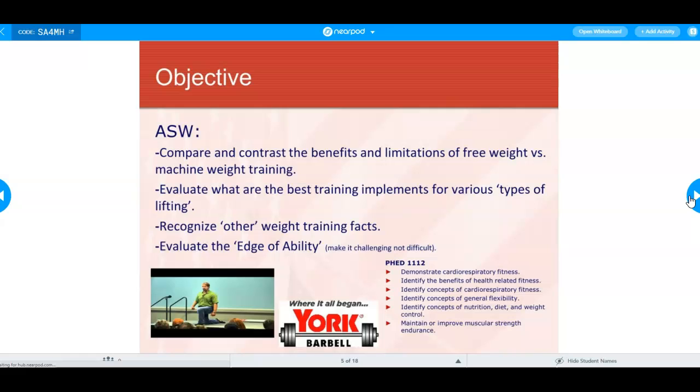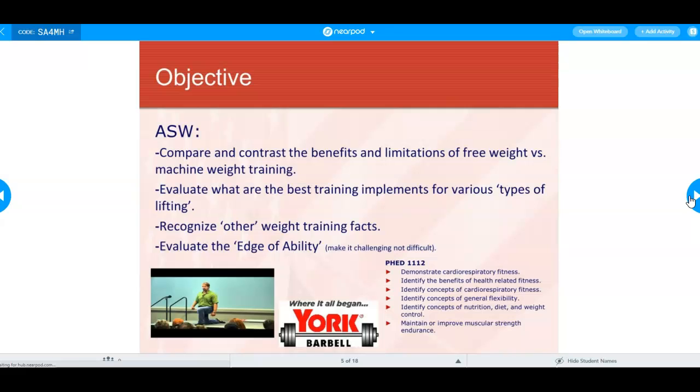So today's lesson, the objectives are: compare and contrast the benefits and limitations of free weight versus machine weight training. Evaluate what are the best training implements for various types of lifting. Recognize other weight training facts and evaluate the edge of your ability. So make it challenging but not difficult.